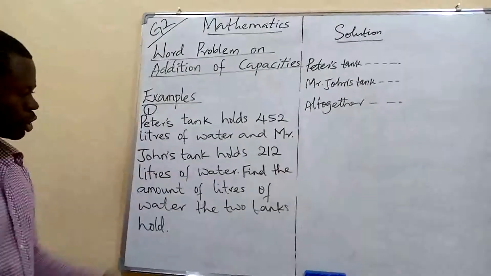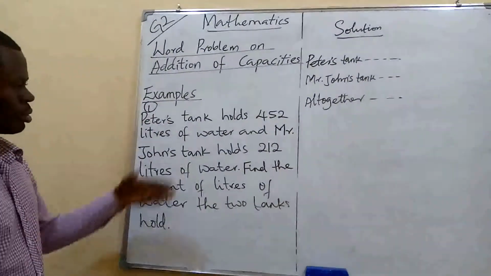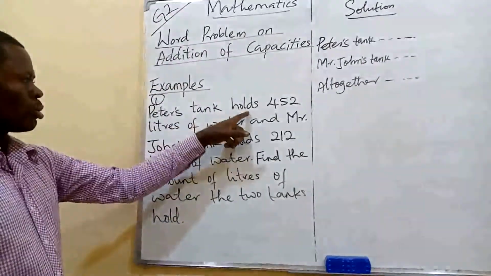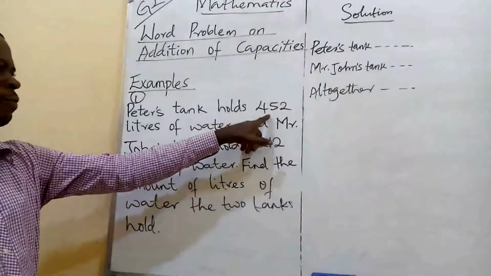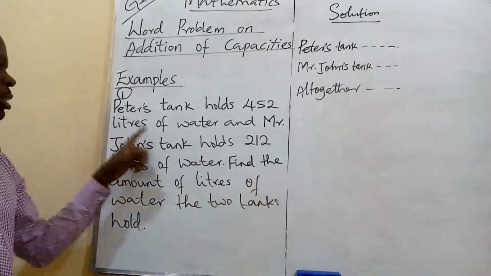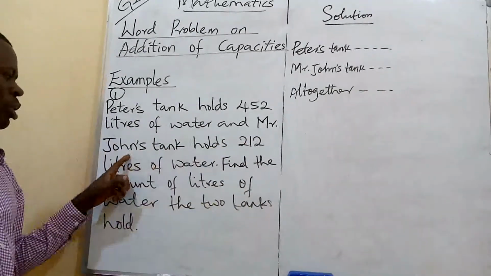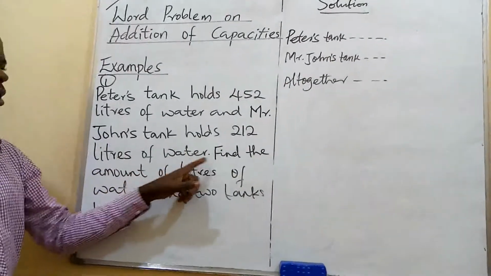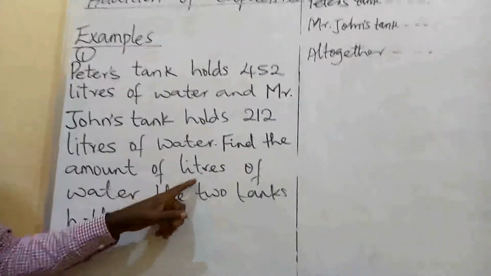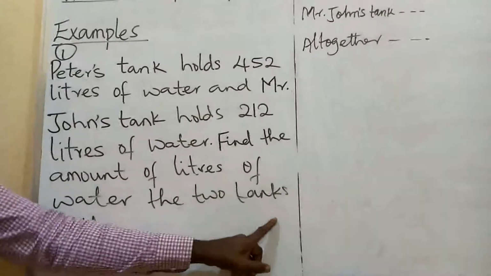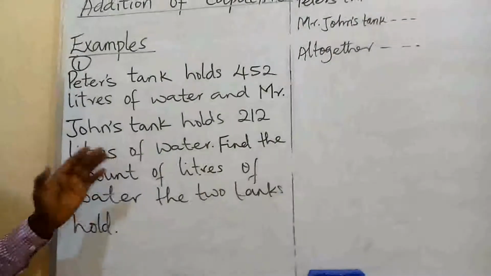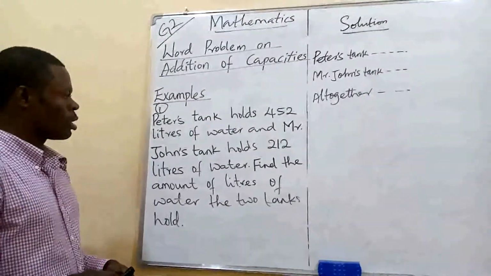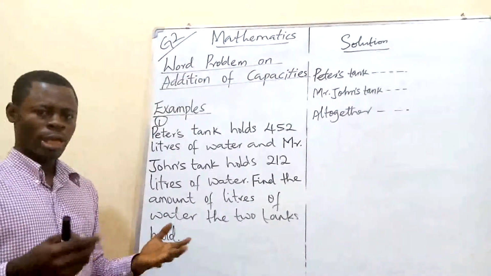Alright, I'm going to read it once more and then we solve it. I take the question again. Peter's tank holds 452 liters of water, and Mr. John's tank holds 212 liters of water. Find the amount of liters of water the two tanks hold. That is, you have to find altogether the amount of liquid in the two tanks.